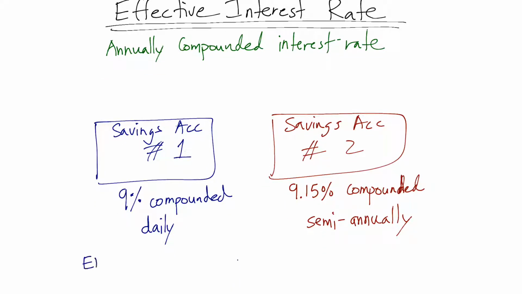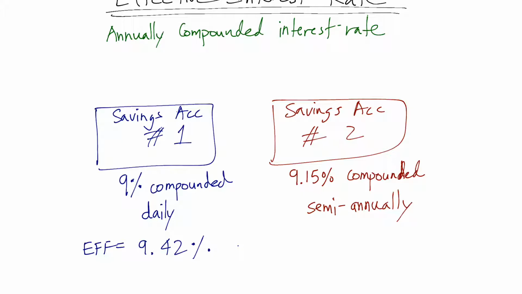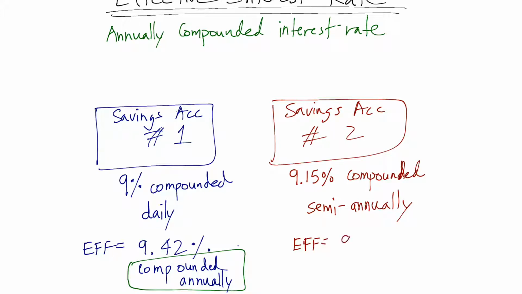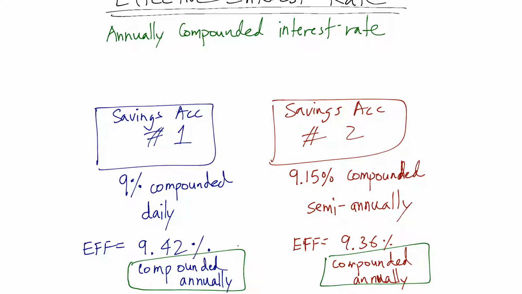If you use the calculator, the effective rate here comes out as 9.41%. Well, 42%, I should say, if I round it. And keep in mind that effective rates, by definition, are annually compounded, which means this is compounded annually. You don't have to write this part. It's part of the definition of effective rates. And if you were to do the same sort of calculation for the second rate, you would get an effective rate of 9.36%. And again, this part you don't actually have to mention. It's supposed to be understood based on the word effective interest rate.